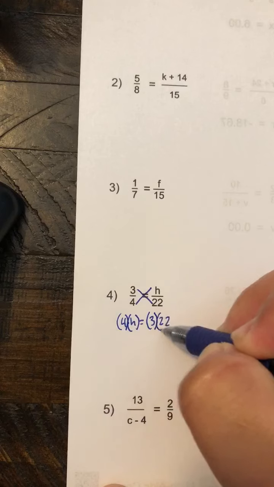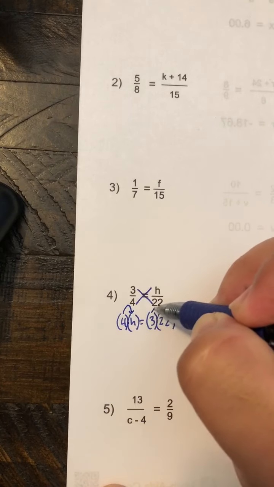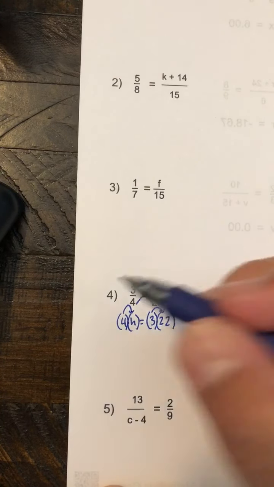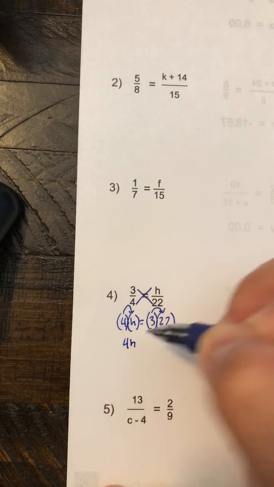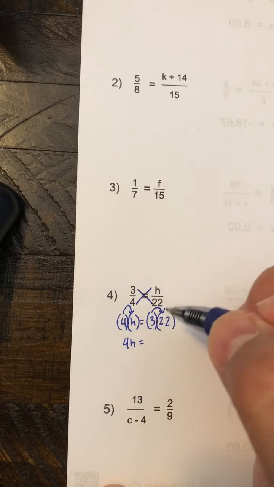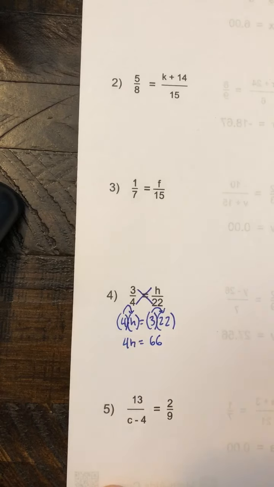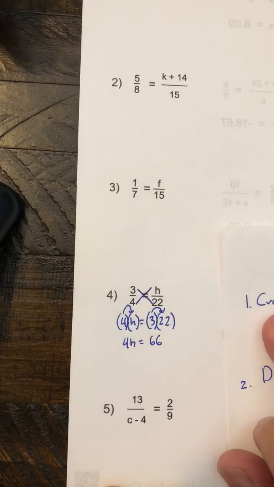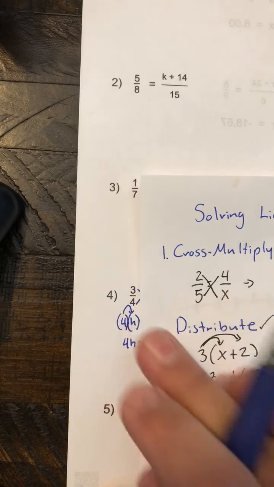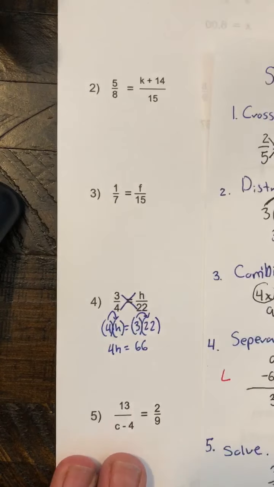When two parentheses are up against each other, that means these things are multiplying. So I'm going to multiply here and I'm going to multiply here. This wasn't necessary for this problem, but it's going to help us later. 4 times h gives me 4h. 3 times 22 will give me 66. So I've done the cross multiplication, so I'm done with the first step. We kind of did a distribution to get that multiplied.